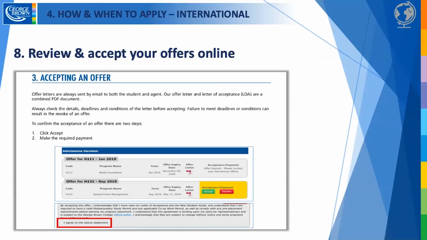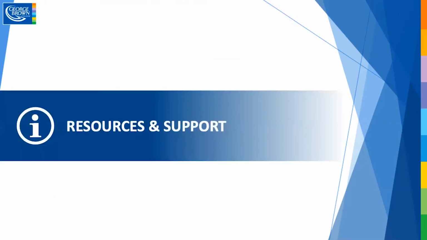So now you've gotten your offer, you're going to click accept for the program that you do want. There may be a tuition deposit here that they're going to ask for. So make that payment to hold your spot so you don't give it away. And again, make sure you agree to the statement so you know what program you're going into and what is going to be happening, so you can be ready to go. Wonderful. Congratulations. You've applied and you've gotten in.